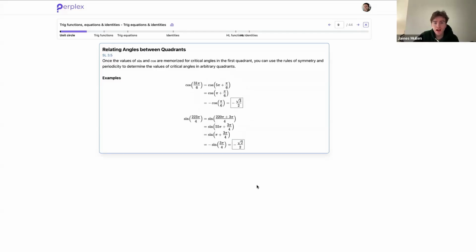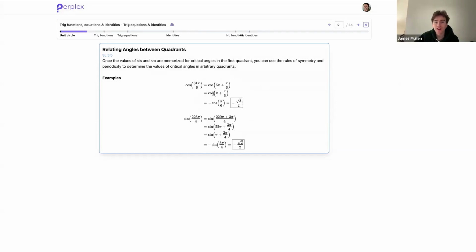All of these together allow us to relate angles between quadrants. All right, so once you know sine and cosine for the first quadrant, you can use all of these rules to turn an angle that you're looking for into an angle in the first quadrant. Okay, so let's do a couple examples.